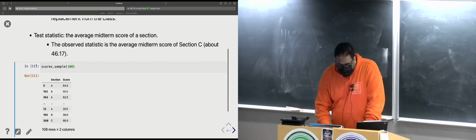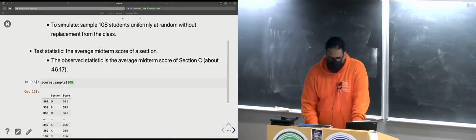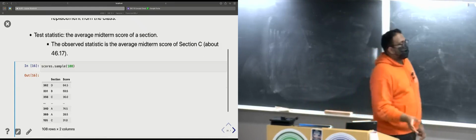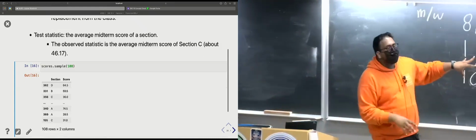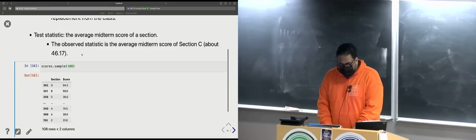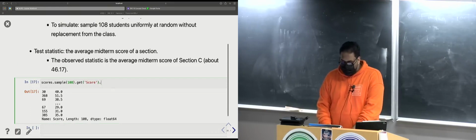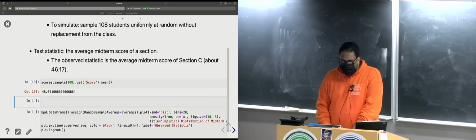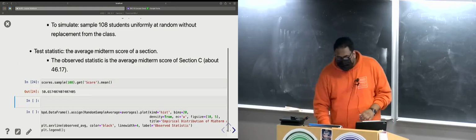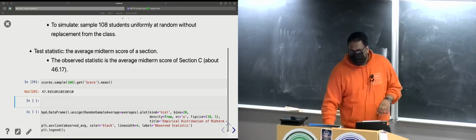Now, you'll notice that every time I run this cell, I'll get a new sample of 108 students, some of whom are actually in our section and some of whom are not. But here, we're ignoring the section column entirely. And what I need to do is get the scores and get the average of them. So every time I run this cell, it's going to draw a new sample of size 108 from everyone in the course and take the average.